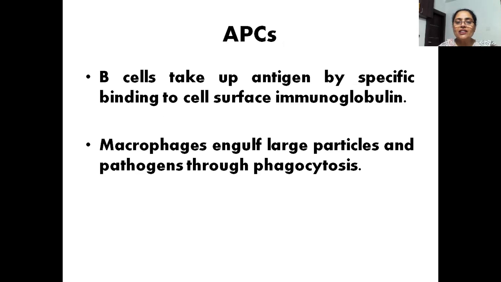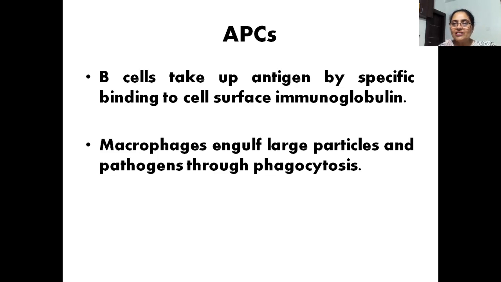Here we are discussing more about antigen presenting cells. One is the B cell. The B cell takes up antigen by specific binding to cell surface immunoglobulin, while dendritic cells are non-specific. But these B cells have specific binding with surface immunoglobulins, mostly IgM, and then they take the antigen to T cells. And how T cells get activated, we will be talking about in the next slide.